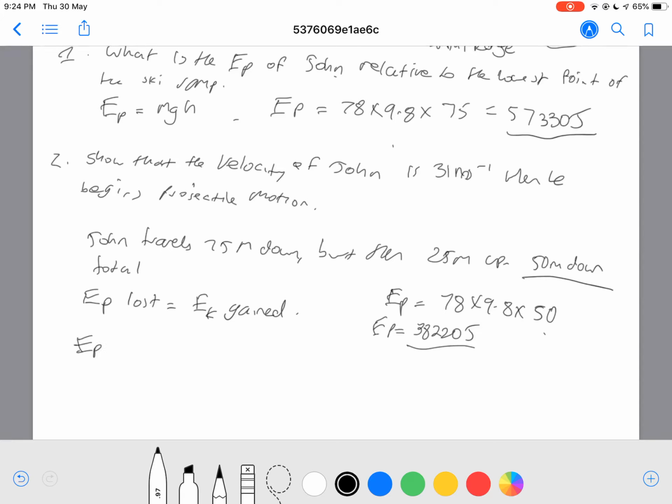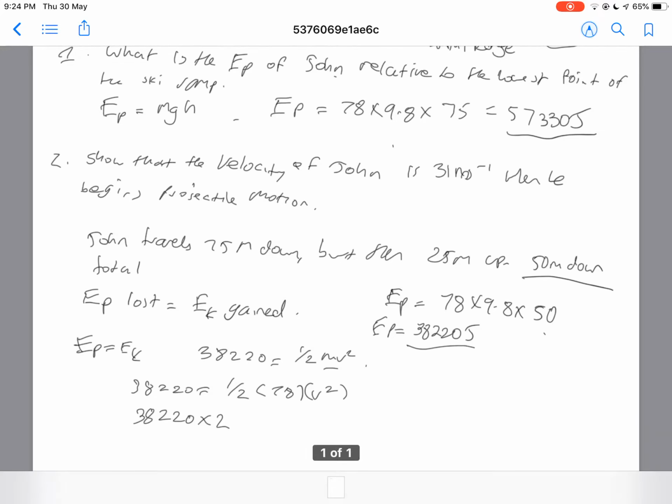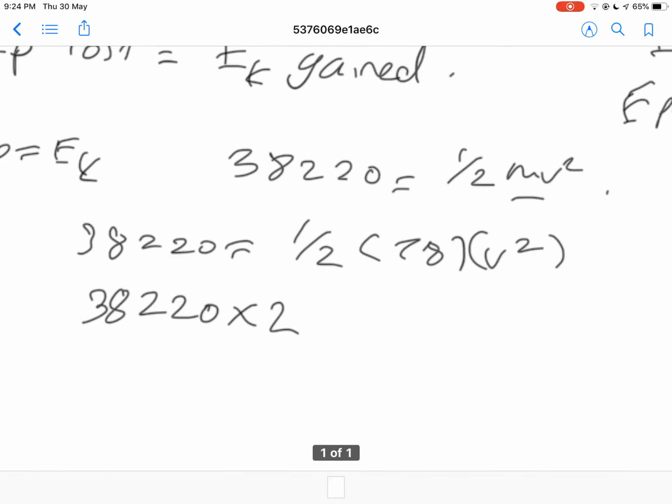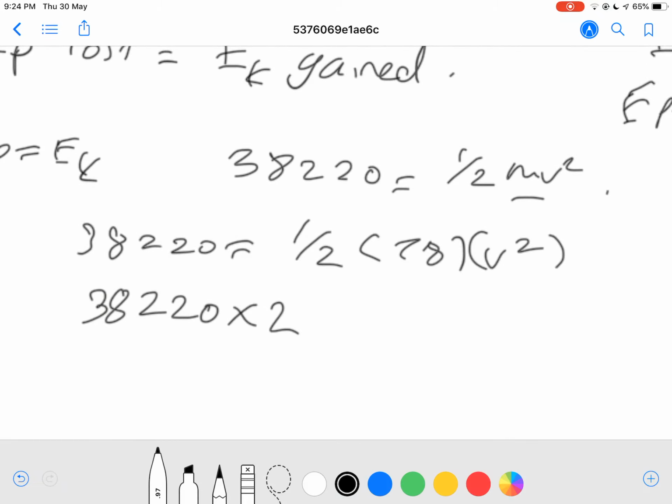Now we're going to say EP equals EK. Therefore, 38,220 equals half mv squared. Plug in the numbers you know: 38,220 equals half times mass, John's mass is 78, multiplied by v squared. We don't know v, we're trying to find the velocity. You move the 1/2 to the other side, it becomes multiplied by 2, so 38,220 multiplied by 2, and you divide by 78, and that equals v squared.